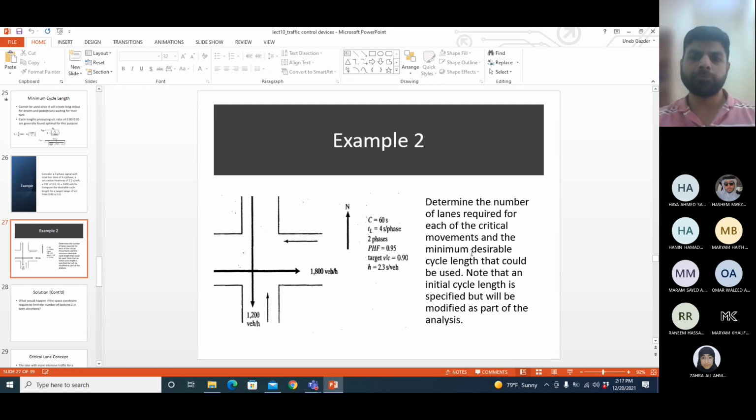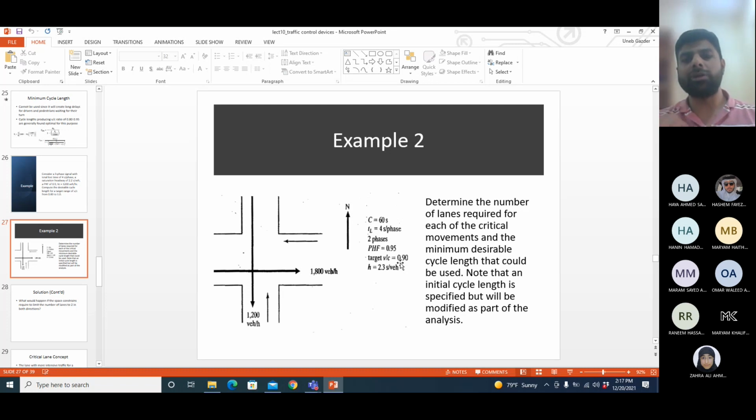Okay. So in this example, we have an intersection, and the volume in each direction is given. East-west has 1800 vehicles per hour, and north-south has 1200 vehicles per hour. They have given me some initial values for the signal design, the most important of which is the cycle length, which is given as 60 seconds. Loss time is 4 seconds per phase. It has two phases. Peak hour factor is given. V/C ratio is fixed now, so we will not change it like we did in the previous example. And saturation headway is 2.3 seconds per vehicle.